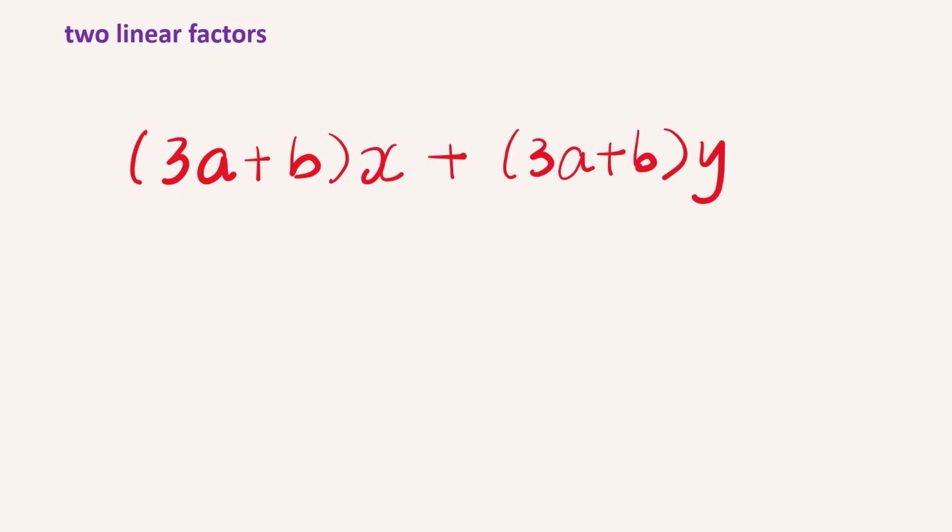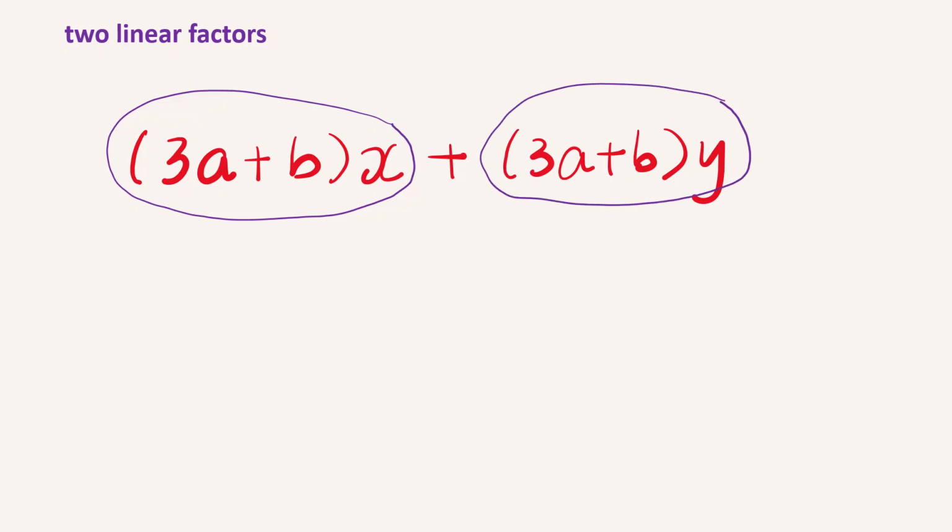Now let's look at what happens if we're given two linear factors. This is one linear factor, and this is a second one. And what do we observe here? Yes, in these two linear factors, we have a common factor, 3a plus b. And we're going to factorize this common factor.